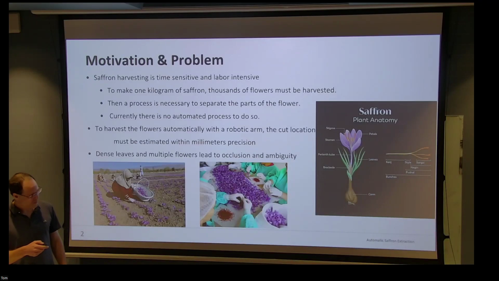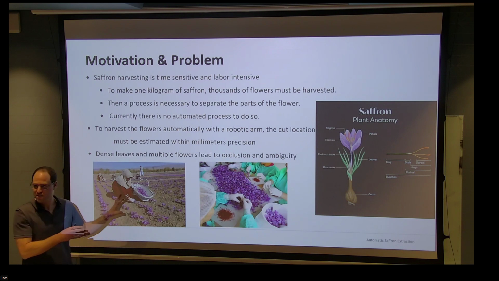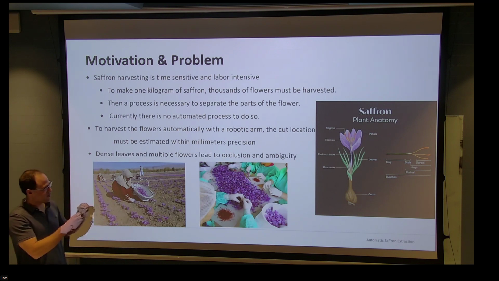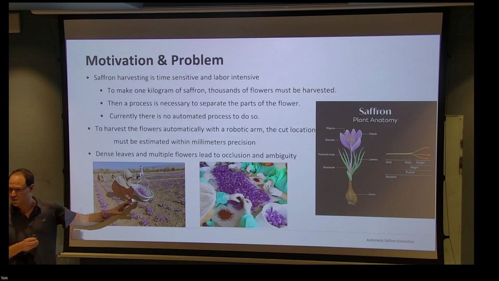Also, there are the stamens, and the petals. We would like to pick this saffron flower at the perianth tube, exactly here. This is very important for the later process. We cover the harvesting process in this seminar, and later, when we harvest the flower, we will transfer it to a different process for automatic sorting too.